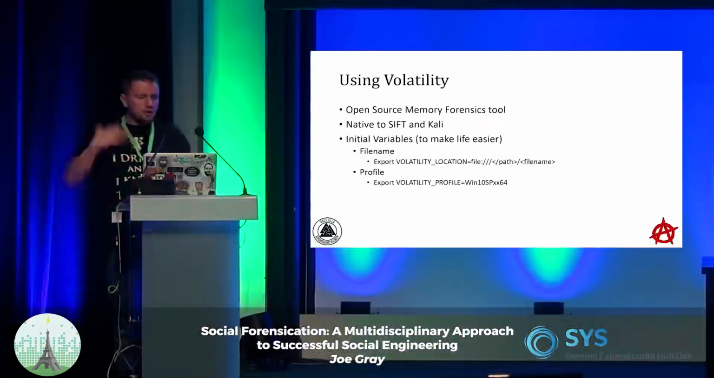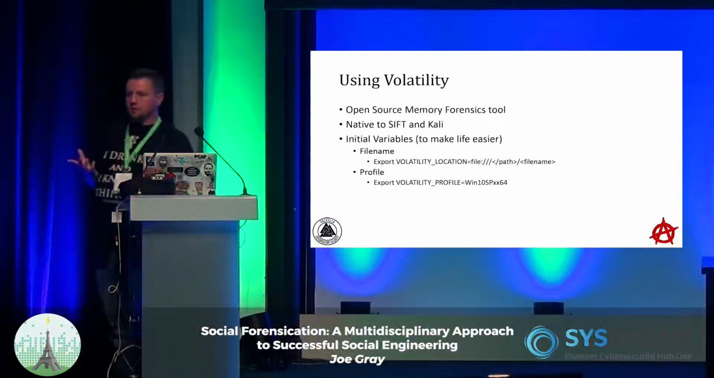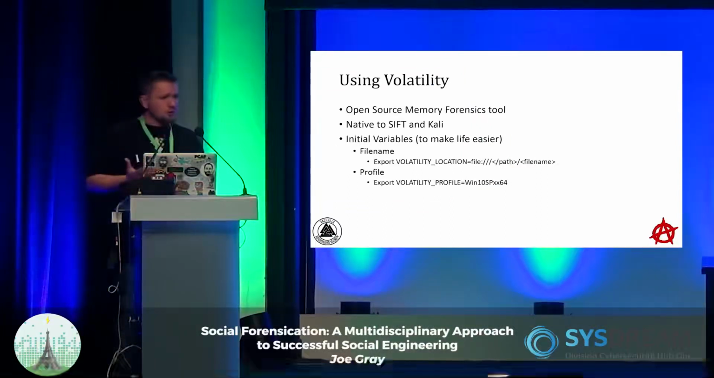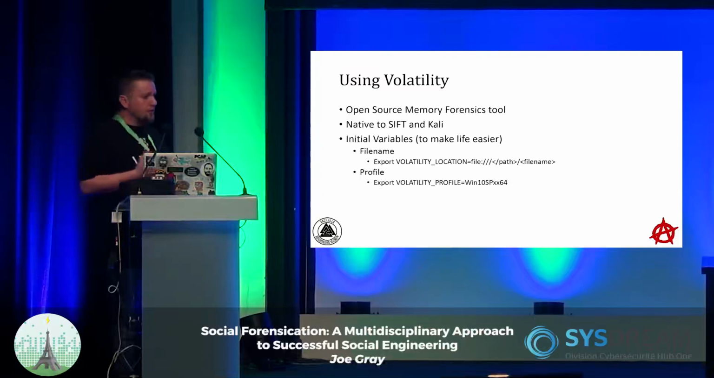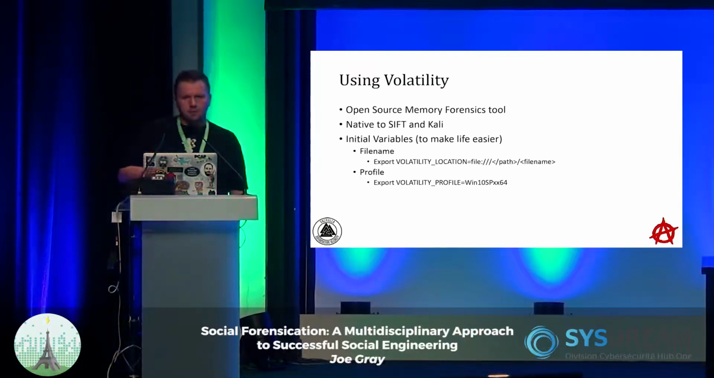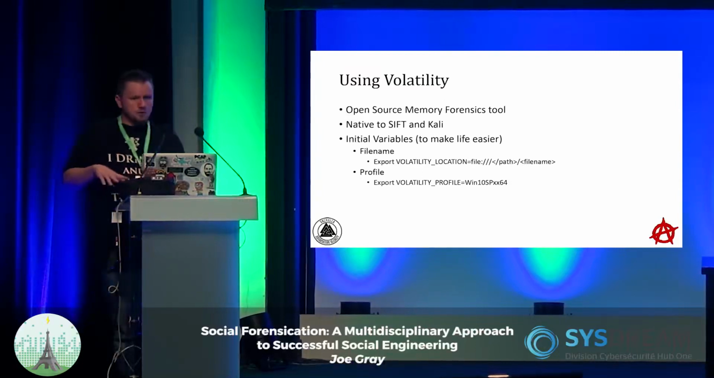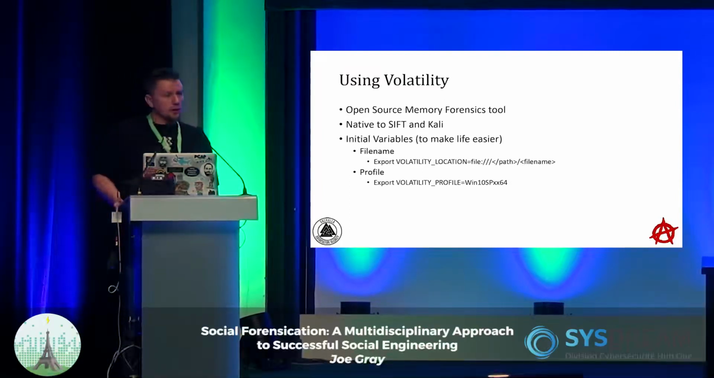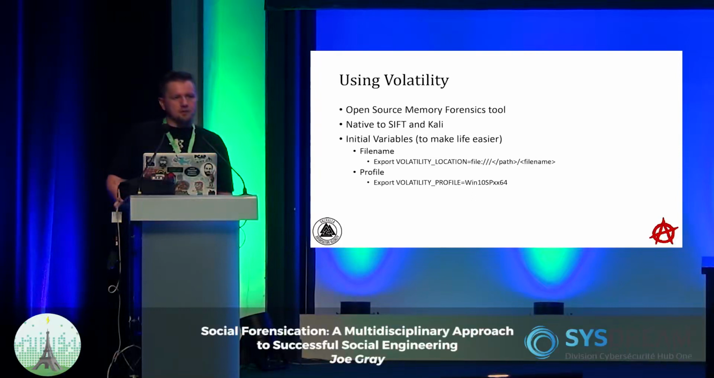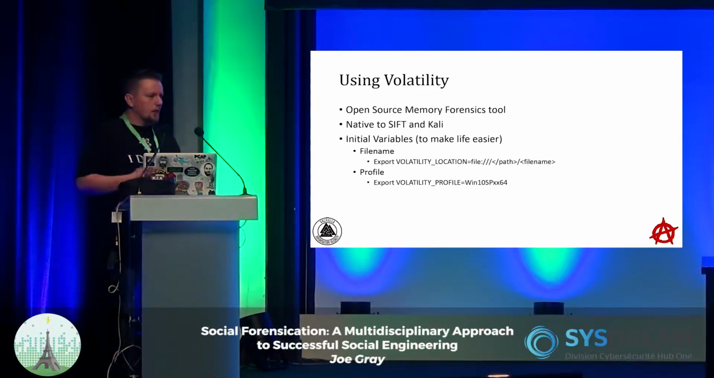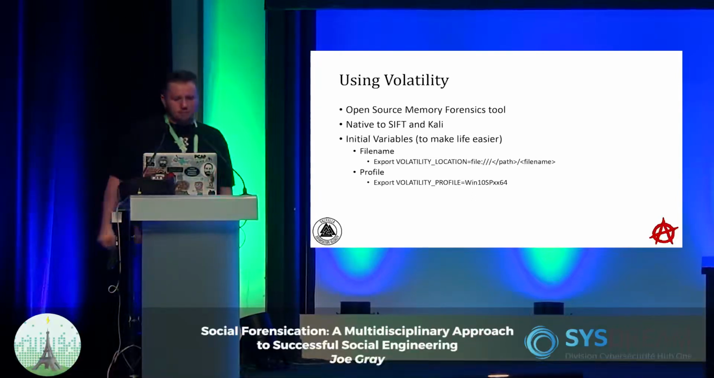Now, about Volatility, it's an open-source memory forensics tool. It was initially just Volatility, and then it forked. Some of you may be familiar with a tool called Rekall that's maintained by Google now and part of Google Rapid Response. That is a fork of Volatility. They basically came from the same source code, but they're not quite the same anymore.